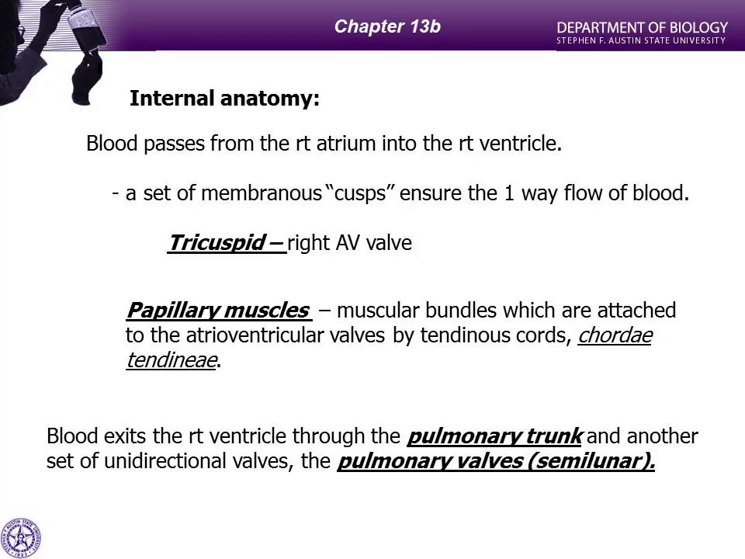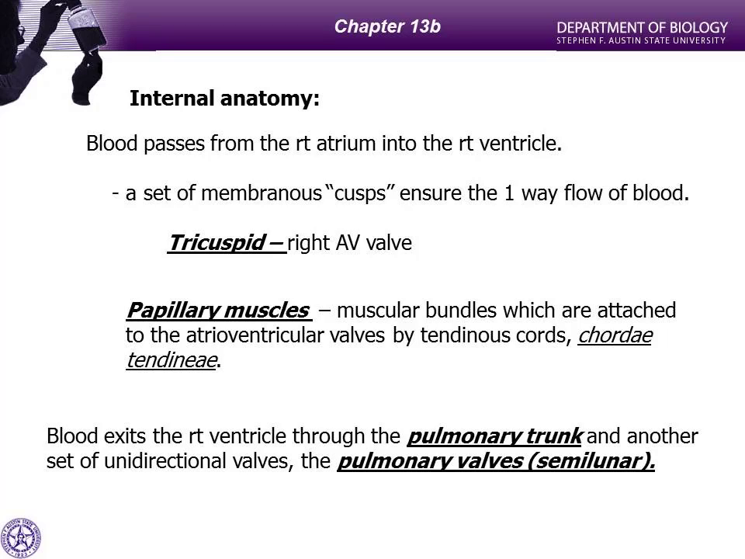So we have to ensure that blood can move from the atria to the ventricles, but it can't go back. We have to have a unidirectional valve system. And that valve system is often referred to as the Atrioventricular Valves, because that's the location where you find them, between the atria and the ventricles. And on the right side, these are comprised of three sheets of tissue, if you will, three cusps. And so that's why we call it the tricuspid valve.